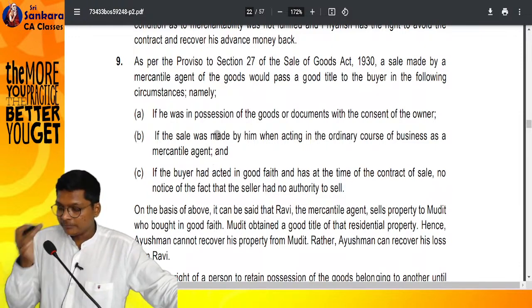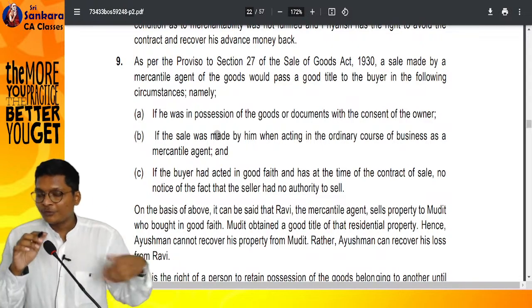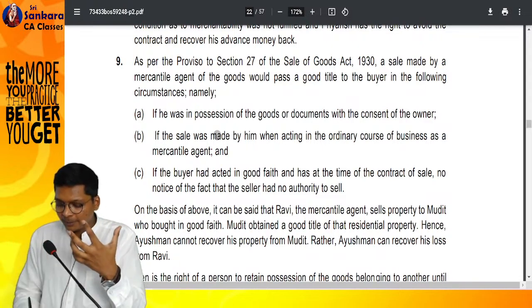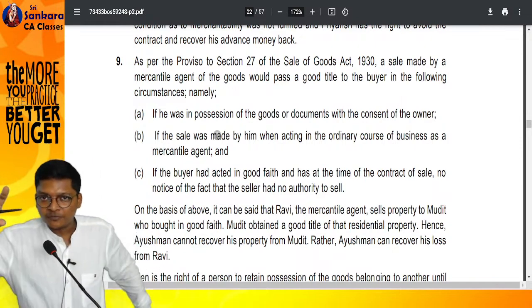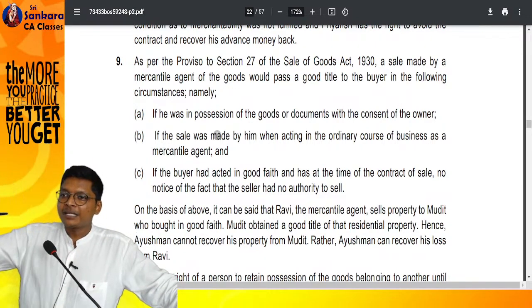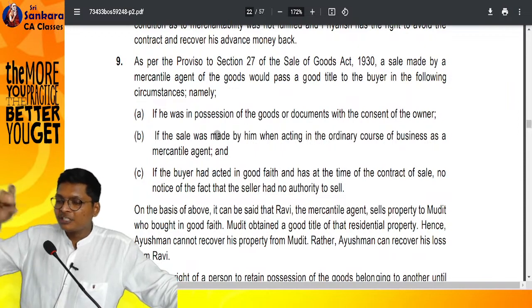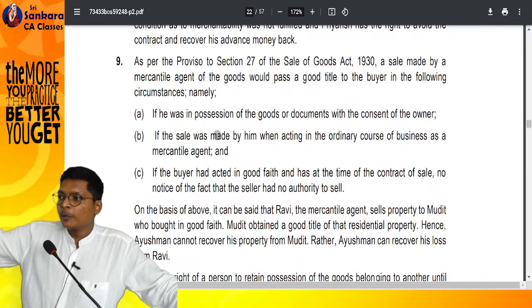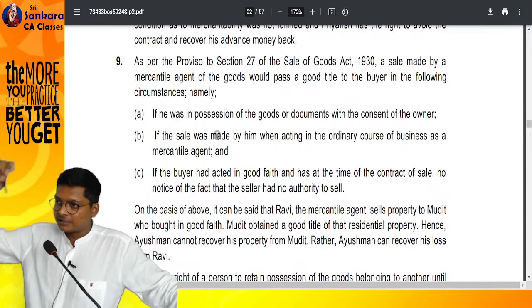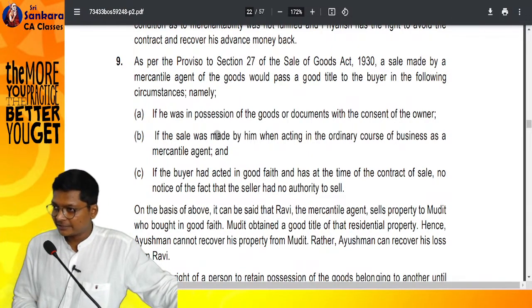If it comes in the exam, that's what I told you: write the provision as mercantile agent. Give a note: the above provision of the Sale of Goods Act will not be applicable for residential property because it's an immovable property. However, assuming this is a movable property, this is the following answer. Are you able to follow, guys? That's it.